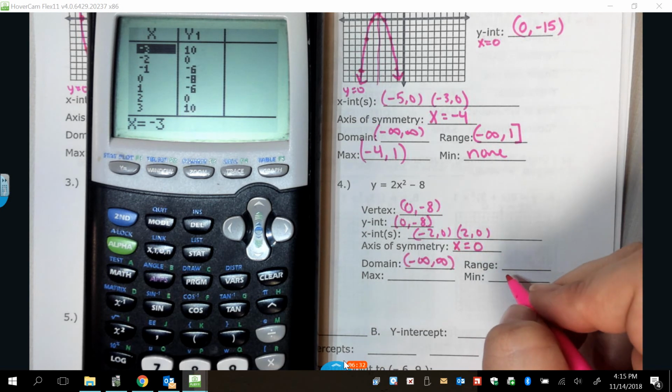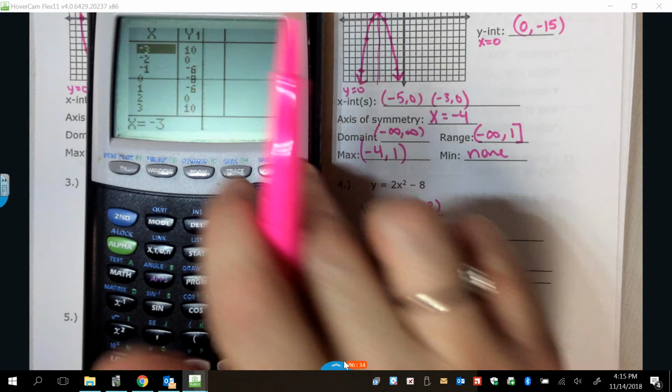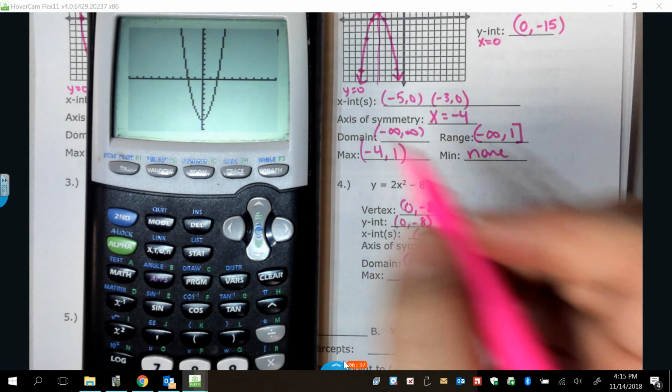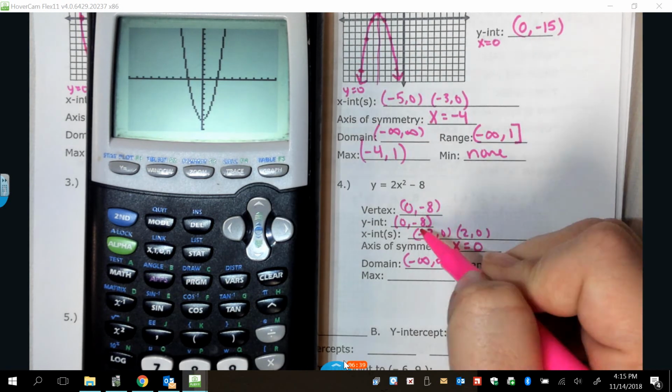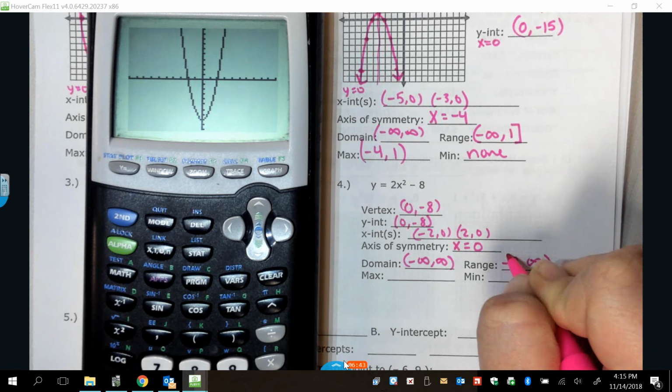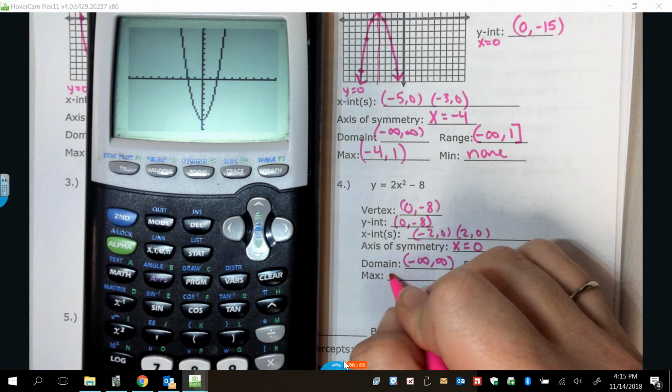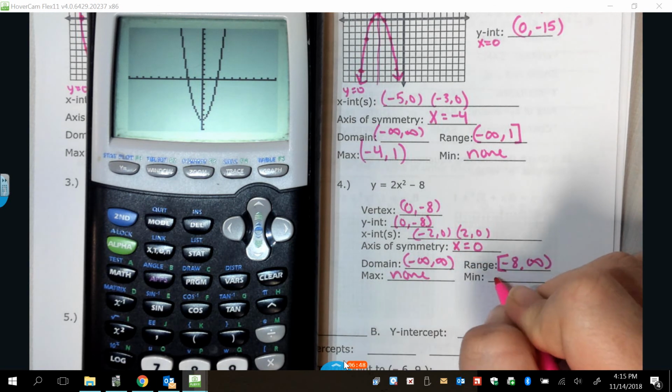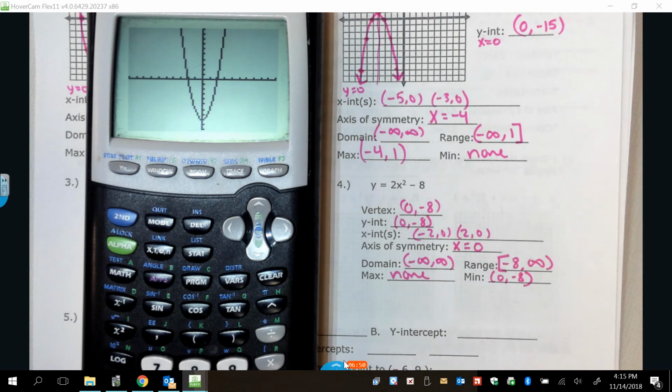Range, so this is where it gets a little weird. So we're going to look at it. The lowest it goes was negative 8, and it goes up forever. No maximum, but it has a minimum at (0, -8).